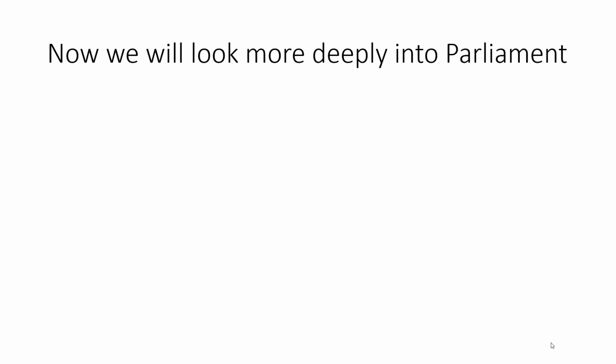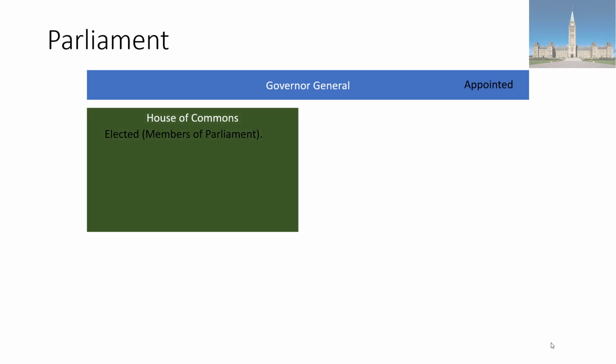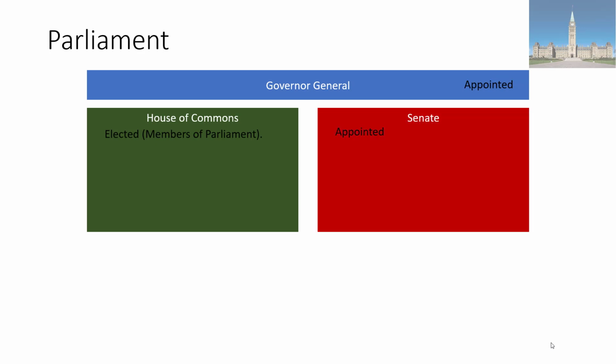Now we're going to look at Parliament in a little bit more depth. So at the top, we have the Governor General, and the Governor General is an appointed position. We also have the House of Commons. To get into the House of Commons, you have to run and get elected in an election, and then you become a member of Parliament. The third part is the Senate, and like the Governor General, senators are appointed.